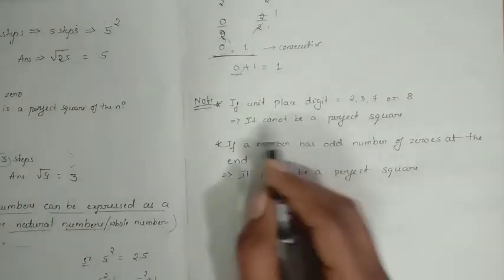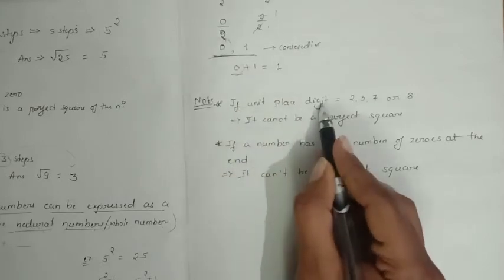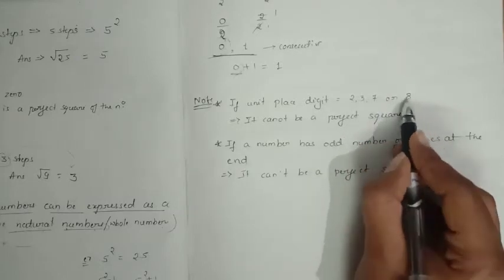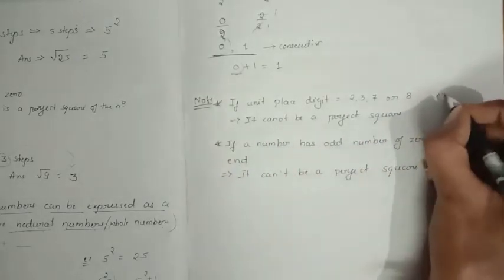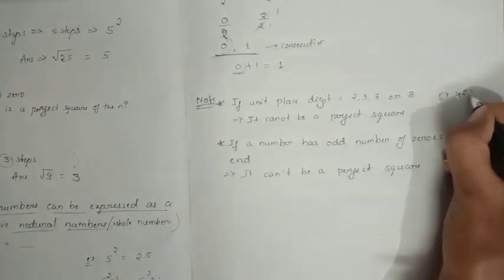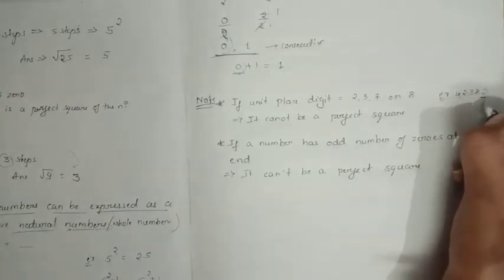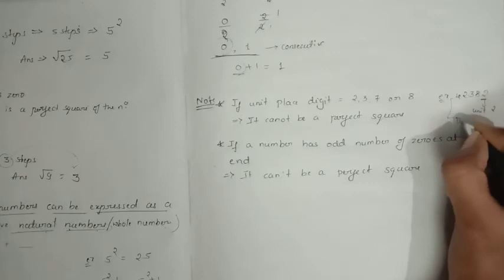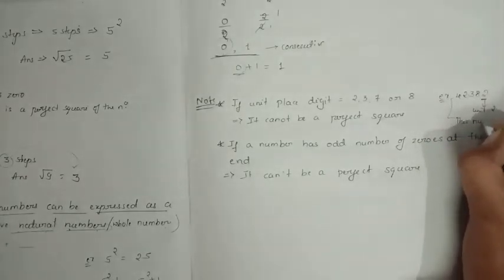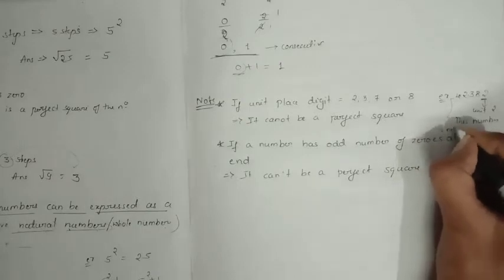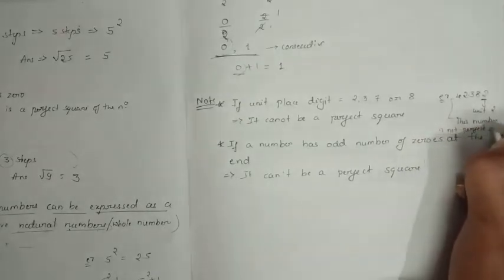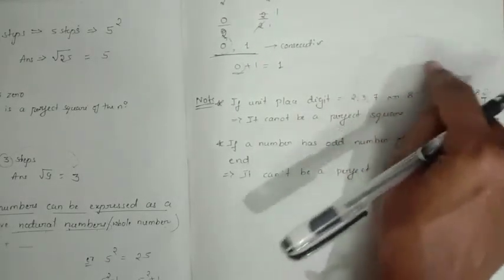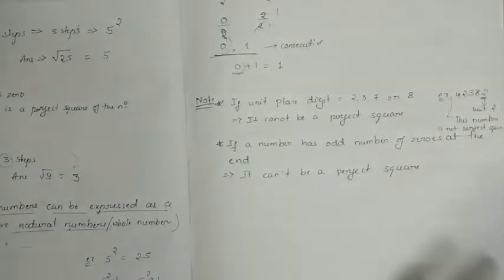So this note, I have explained. If the unit place digit is 2, 3, 7 or 8, it cannot be a perfect square. For example, if the number is 4238, as the unit place is 2, you can say this number is not a perfect square. By observation only you are able to say. If the unit place is 3, it is not a perfect square. If 7, it is not a perfect square. If the unit place is 8, then it is not a perfect square.